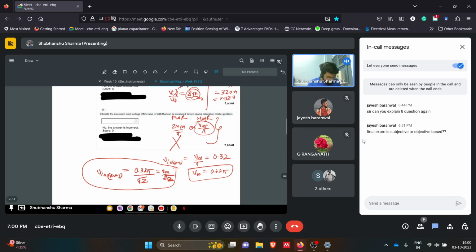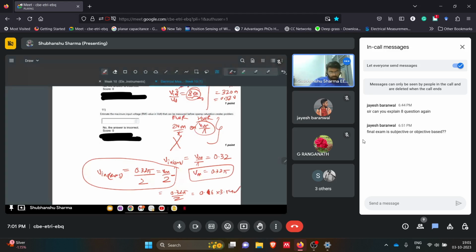Yeah, it's Vm by 2. Sorry for this. So this is Vm by 2 for a half wave rectifier. So this will be Vm by 2. Okay, so this will be 0.32 pi by 2 and 0.1126 something into 3.14. You can calculate that. So this is the thing.